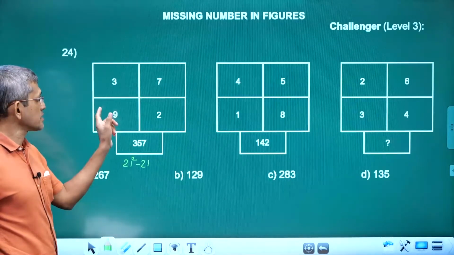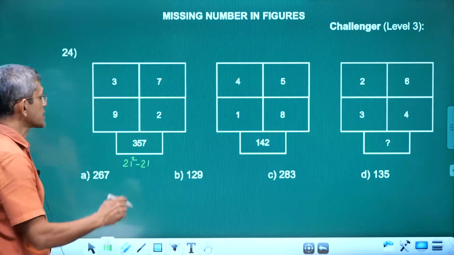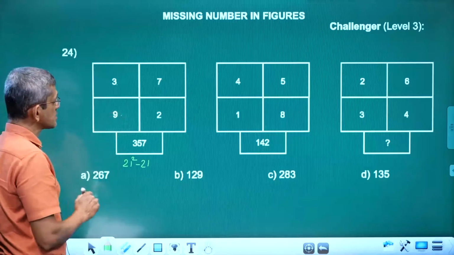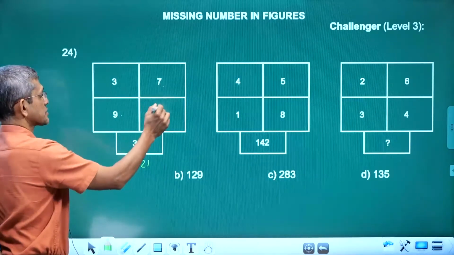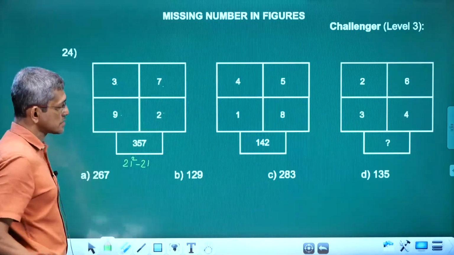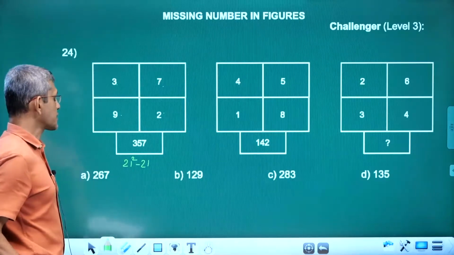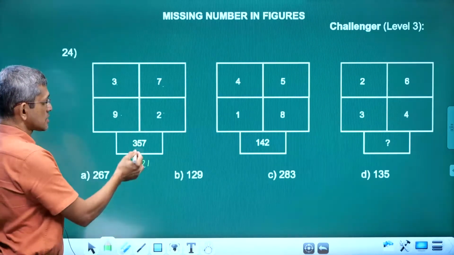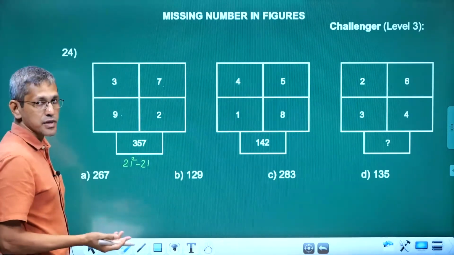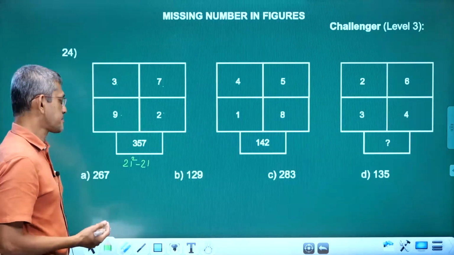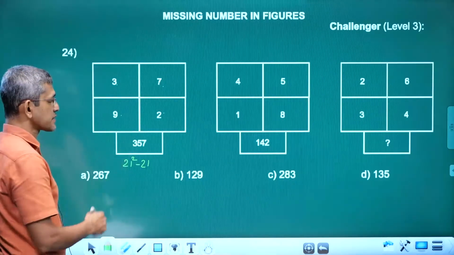So 3792. How about we take it this way? 9 plus 3 is 11. 7 plus 2 is 9. 11 plus 9, 20. So if it is 20 square, this is again 400. 20 square minus 20, 380. So it is not really 357.